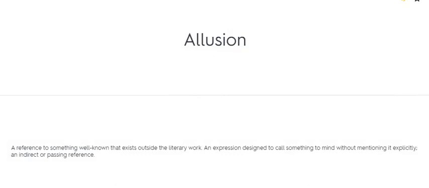Allusion. A reference to something well-known that exists outside the literary work, an expression designed to call something to mind without mentioning it explicitly, an indirect or passing reference.